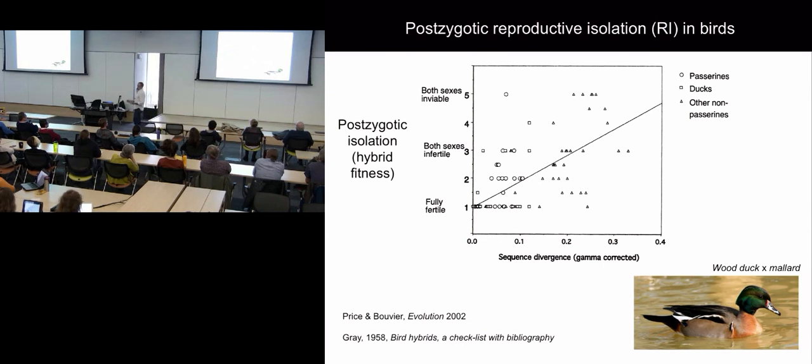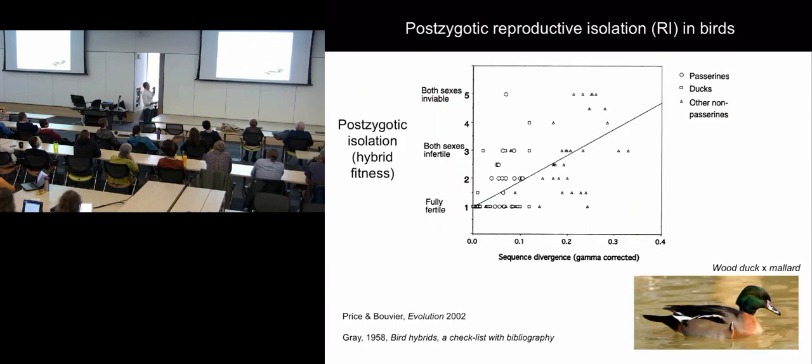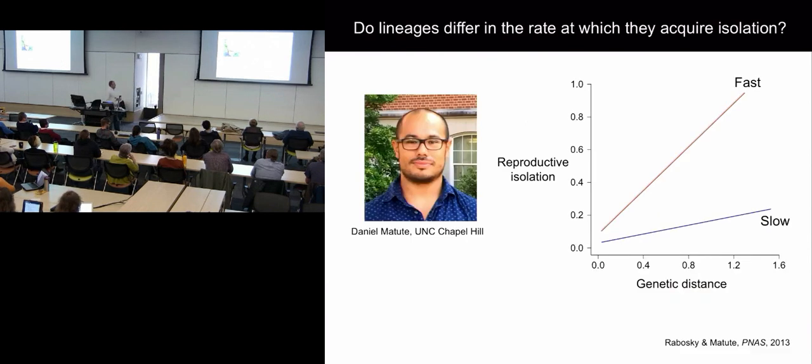Now, the trick that we're going to use to estimate rates at which reproductive isolation accumulates is to test how different groups of animals, specifically birds, actually accumulate those essentially genetic isolating factors that contribute to postzygotic isolation. So you might imagine that some clades of animals have what we think of as a slow accumulation of reproductive isolation with respect to genetic distance, and others might accumulate it very quickly. And so this is work that I'm going to talk about.